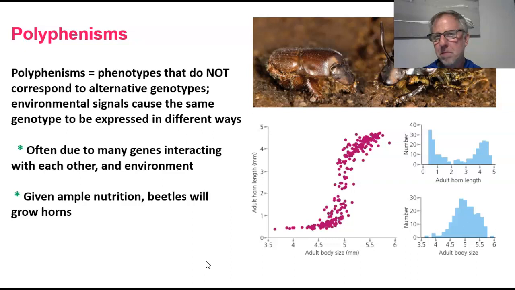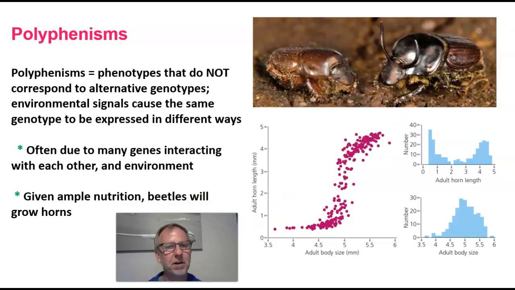Now here's a concept you may or may not have learned about before. It's called polyphenisms. So what is a polyphenism? A polyphenism is a phenotype that doesn't correspond to black and white alternative genotypes. The reason for that is there are environmental signals that cause the exact same genotype to be expressed in different ways. So regulatory signals from the environment are basically controlling gene expression.